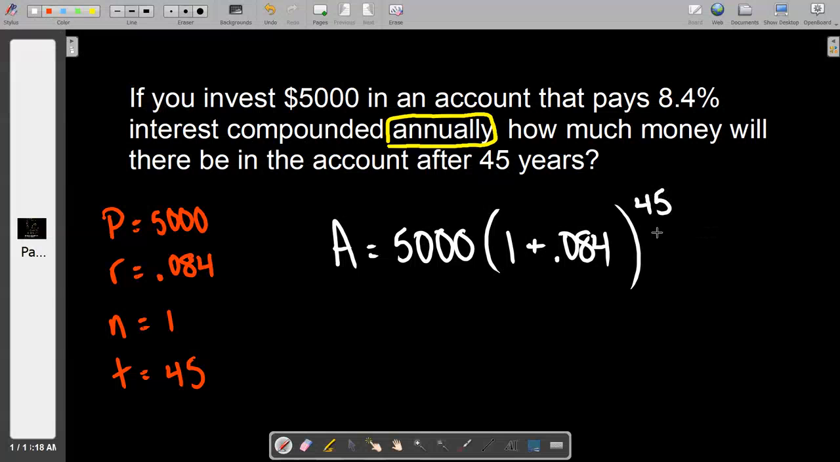Got it? So if we did this by hand, understand that we would have to do 45 iterations of that process that we started class with. We'd have to take our $5,000 and multiply it by 0.084, add that in, and then take that new number times 0.084 and add that in. And you get really, really sick of it after, I don't know, 3. And you go, oh, I only got 42 to go. And so this formula is going to just expedite the whole process for us.